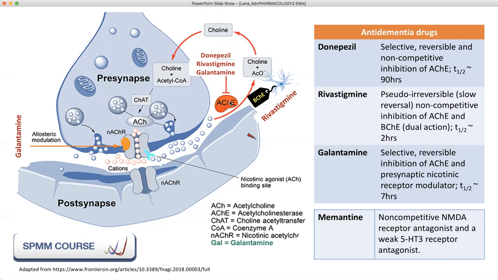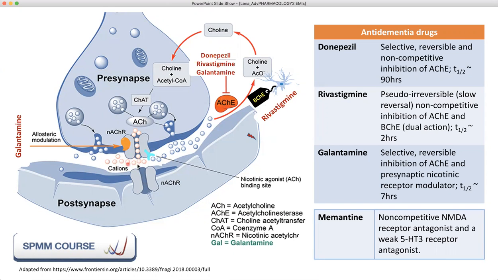They are reversible because after a while, the action is lost. So they are reversible and they are not competitive. But galantamine has an additional action. Unlike donepezil, galantamine has an additional action, as you see here. It does allosteric modulation of the nicotinic channels, the nicotinic acetylcholine receptors, which means it actually directly stimulates the nicotinic receptors.